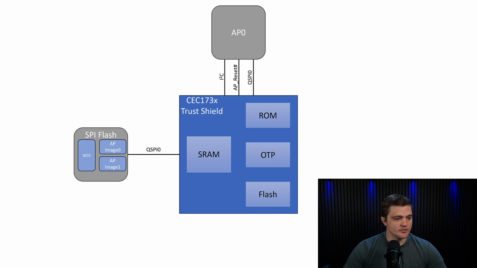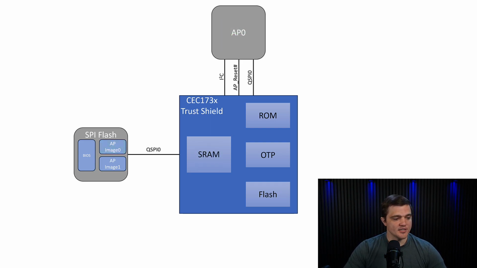Here we see the familiar setup of a CEC173x being placed in between our external SPI flash that stores our boot code and the application processor that executes it. At boot time, we'll load our AP image 0 into the SRAM of the CEC173x, where it will attempt to establish a digital signature using the keys that are stored in the OTP block. When this is successful, we'll go ahead and pass the boot code, in this case the BIOS, through the SPI line into the application processor where it will be allowed to execute.